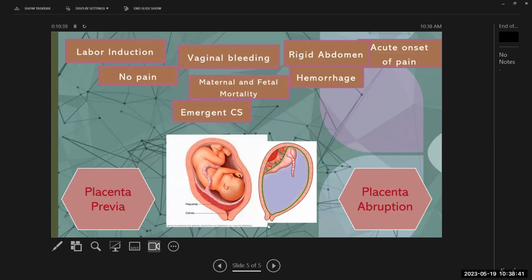In these clients, we have to manage them a little differently. They're going to feel a little bit of pressure. Okay. And then the placenta abruption, we're going to have a sudden, usually it's a sudden onset.